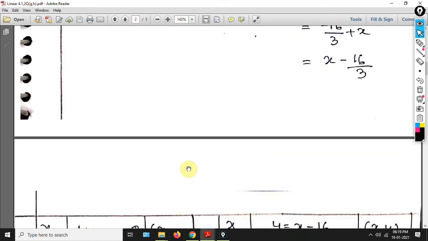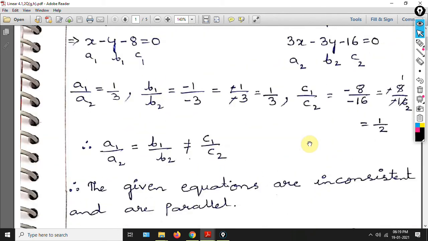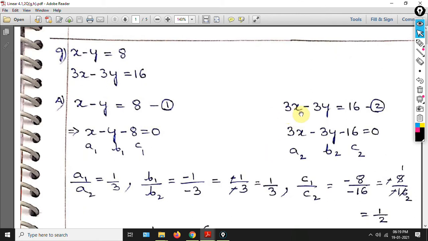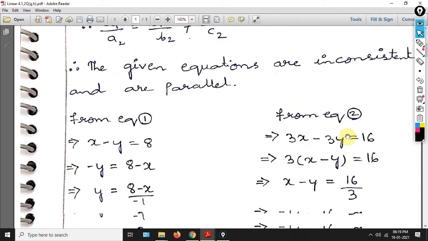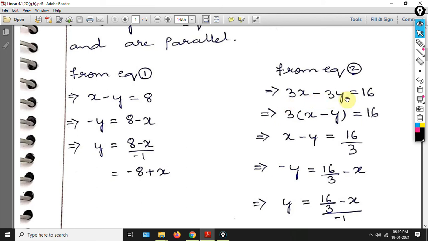Okay. Now for the second equation we will draw the table. What is the second equation? 3x minus 3y equals 16. Now we are taking 3 as common from x and y. We take 3 outside, and only x will be left, minus, and only y will be left, closing the bracket, equals 16. Now x minus y equals 16 divided by 3. Why? Because 3 is in multiplication, so coming to the other side it will come in division.